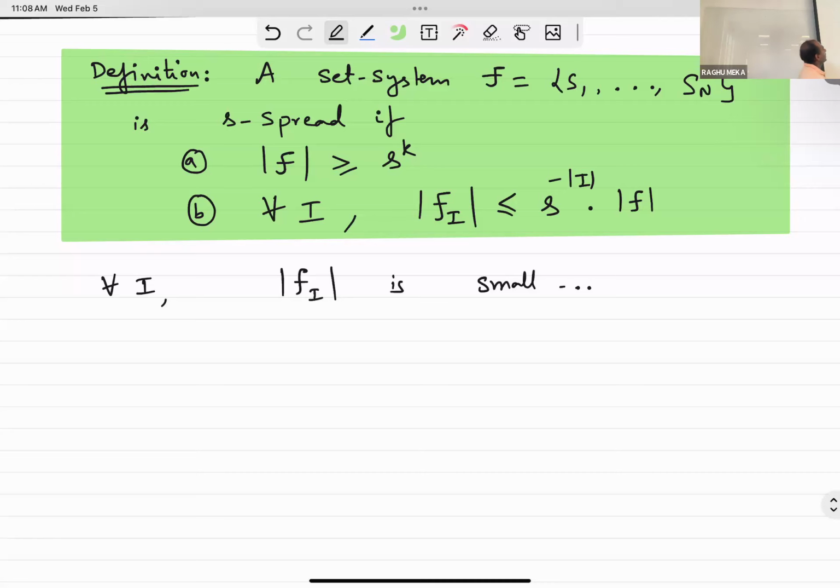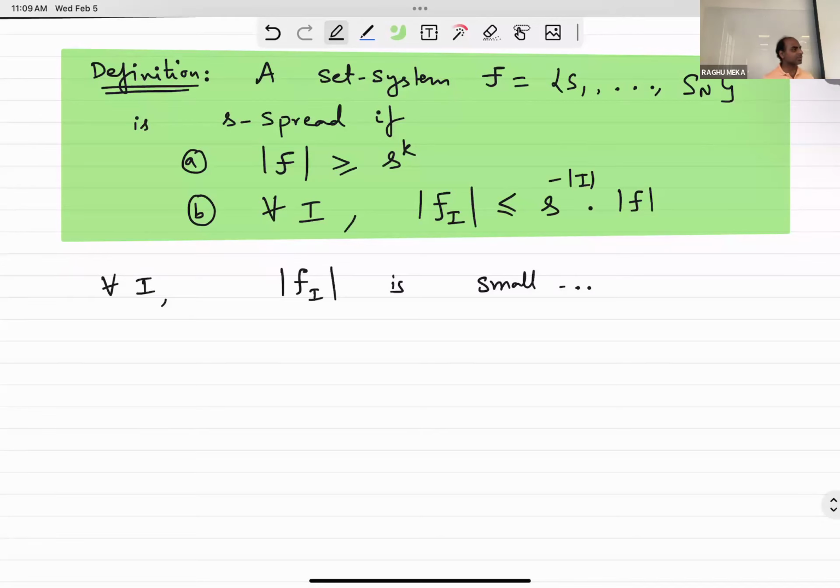Okay. So we'll say a set system is S-spread if for every I, if I insist on, okay, look at how many sets contain the number 1, then the number of such sets is a 1 over S fraction of the total. How many sets contain the elements 1, 2? It should be a 1 over S squared fraction. If I ask you to contain 3 elements, it should be 1 over S cubed and so on. Insisting on every single element, adding one single constraint, costs you a factor of 1 over S.